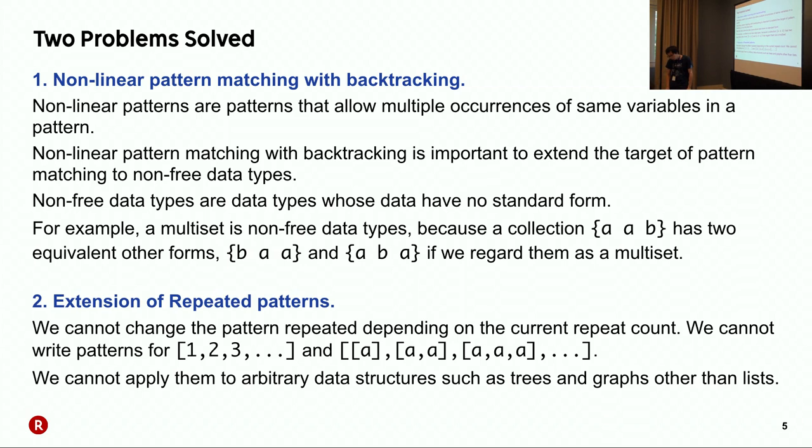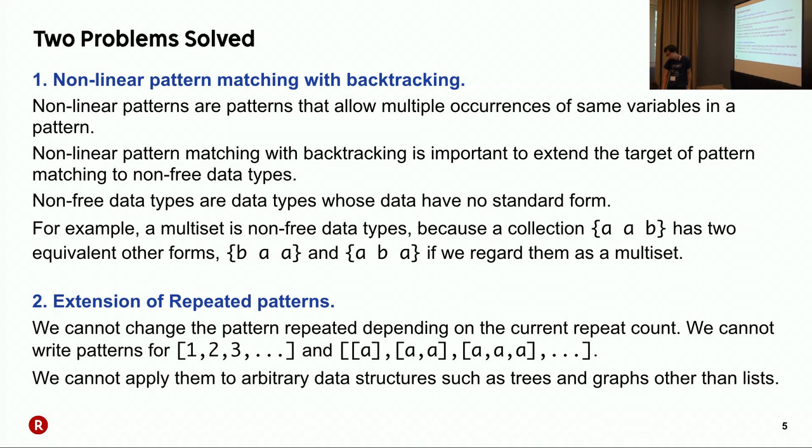Second problem is extension of repeated patterns. Traditional repeated patterns have two problems. First, we can't change the pattern repeated depending on the current repeat count. We can't write patterns such as this because of this limitation. Second, we can't apply them to arbitrary data structures such as trees and graphs other than lists. The solution for this problem is the loop pattern. It's today's topic.